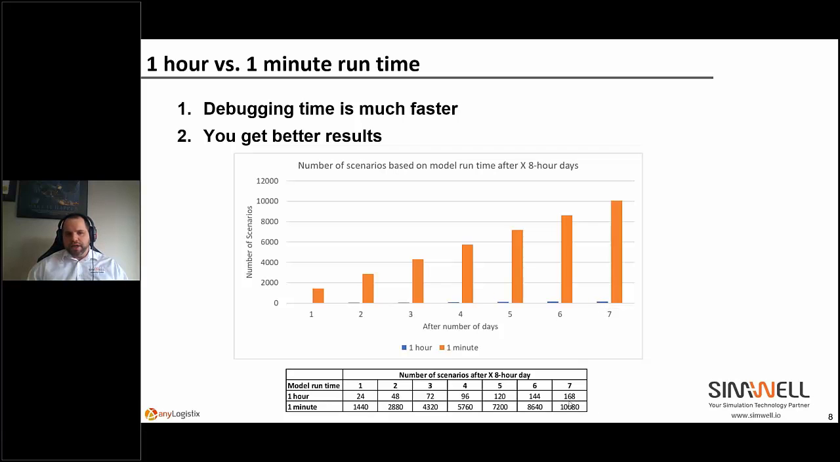You have the data here. It's not complex mathematics, right? In a week there's 168 hours. So if you run 24 hours a day for 7 days, then you can do a maximum of 168 scenarios in a week. While if the model runs in a minute, well, it's 10,000 scenarios in a week. So there's a huge difference in terms of debugging time, in terms of quality of the results, if you can run 10,000 scenarios in a week versus 168.